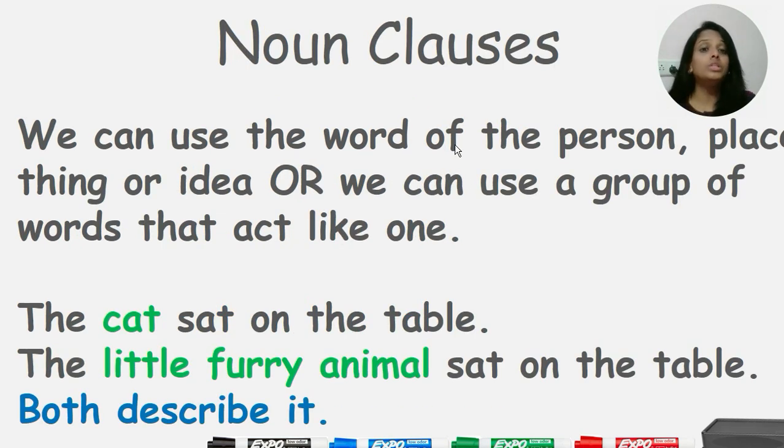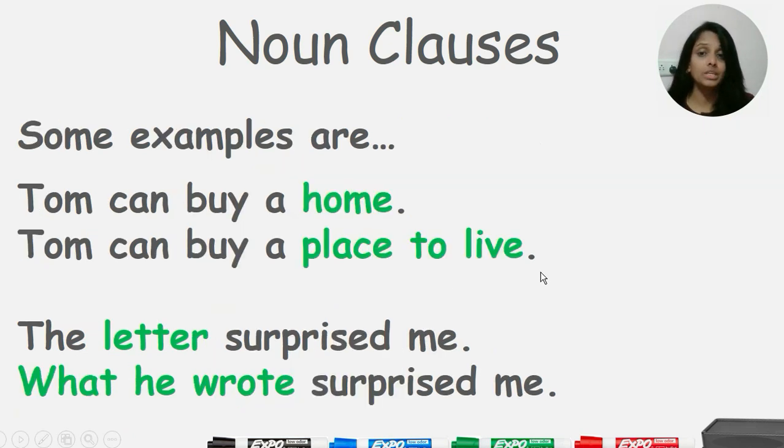Now let's see about the noun clause. We can use the word of the person, place, thing, or idea, or you can use a group of words that can act like that one. Okay? Say, for example, if you see the examples, then you can understand it in a better way. The cat sat on the table. Instead, you can say, the little furry animal sat on the table, which means the cat, right? Both describe the same.